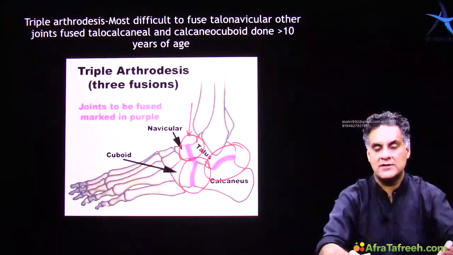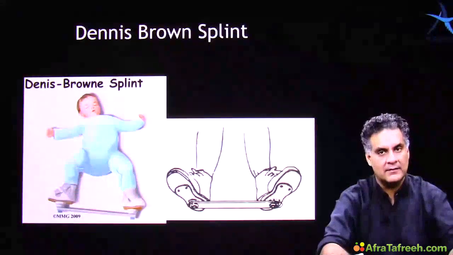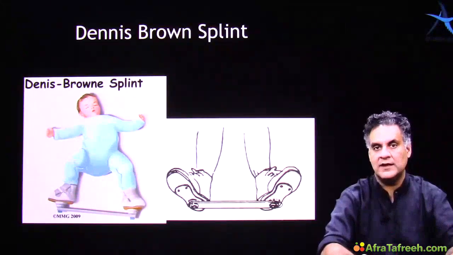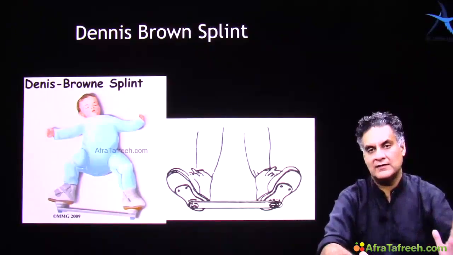When you achieve the correction, you put the child in a CTEV shoe when he is walking, and at night you put it in a Dennis Brown splint. And when the child is not walking, you put it throughout the day in a Dennis Brown splint up to the age of 6 to 7 years, because after that the recurrence chances go down.